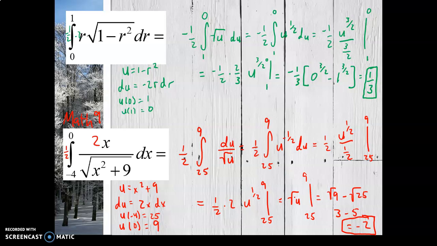So you basically just have the square root of u evaluated from 9 to 25. So square root of 9 minus square root of 25. 3 minus 5 is -2. All right. And again, hit Math 9 if you're on the AP exam to check and see if you did it right.